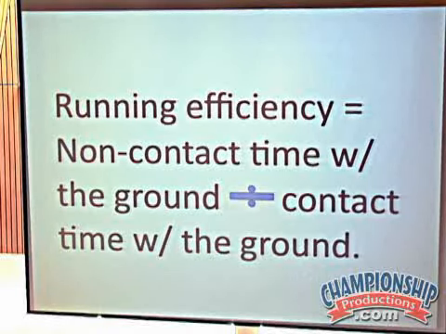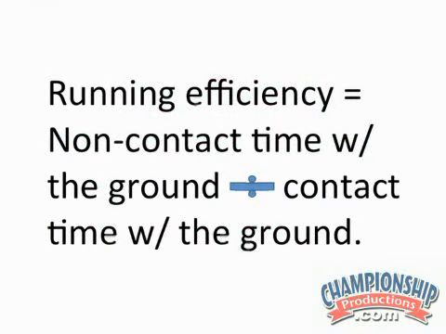Now, if we began to measure running efficiency by dividing the contact time with the ground by the non-contact time with the ground, we begin to come up with a metric that gives you something like, well, I'm going to say highly efficient runners frequently exhibit a 1-to-1 ratio, meaning that the period of time they're in contact with the ground and the period of time that they're in the air, non-contact, is equal. Okay?